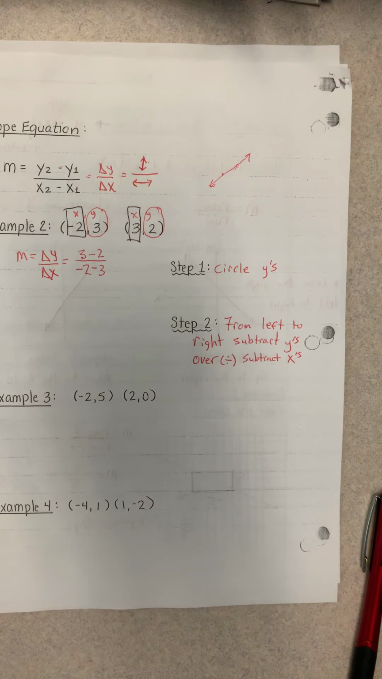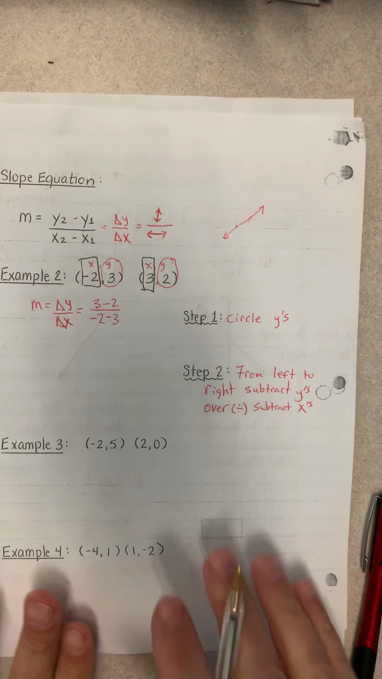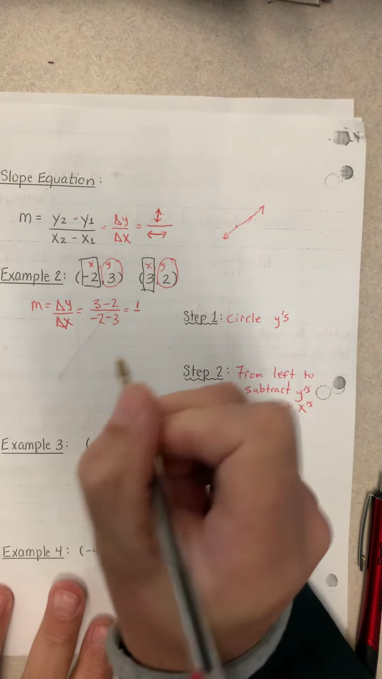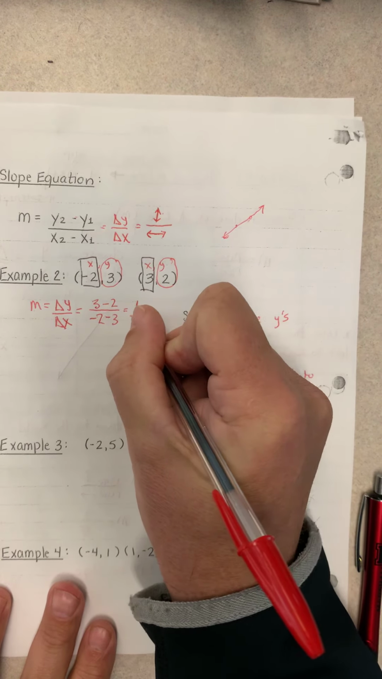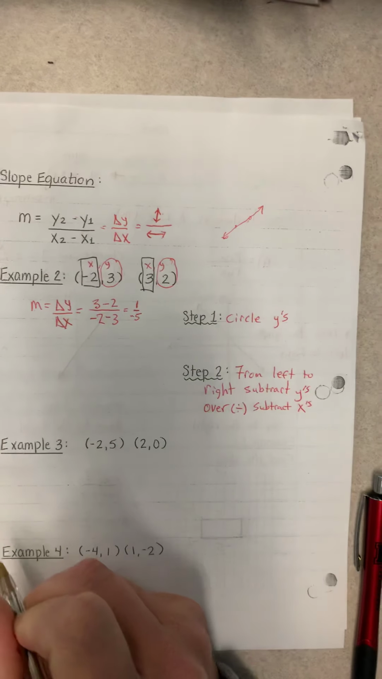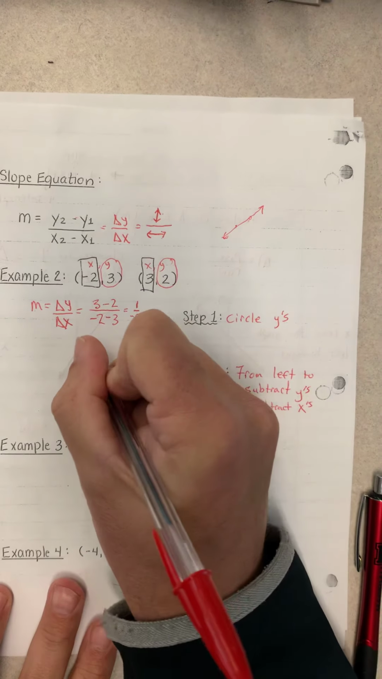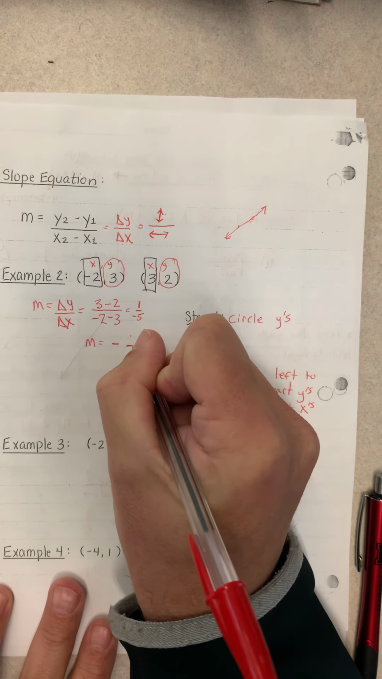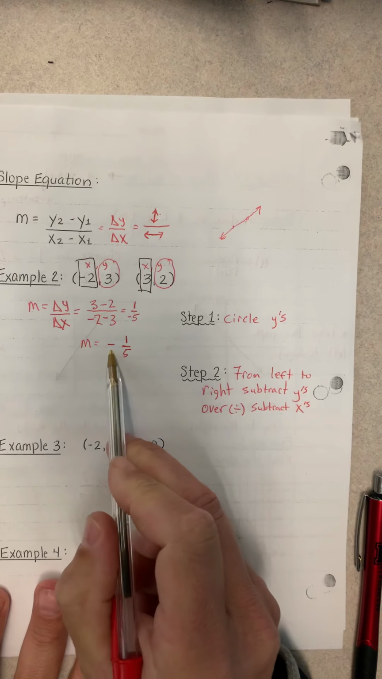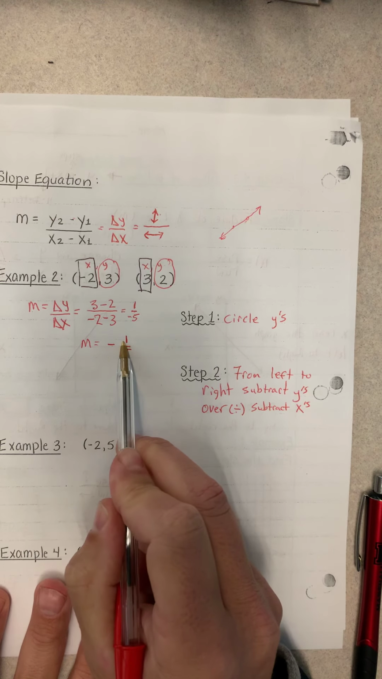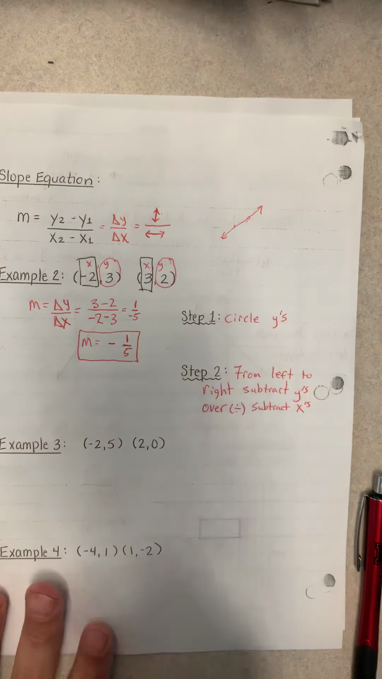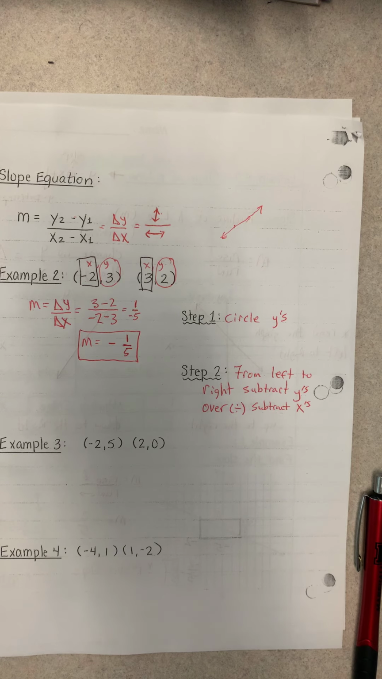Now I just do the math. 3 minus 2 is 1. Negative 2 minus 3, negative 5. So my slope, and you'll see the negative written out front by the fraction bar, is negative 1/5. Remember, that negative could be out front here, could be in the numerator, could be in the denominator. We're going to write it out front. Negative 1/5.